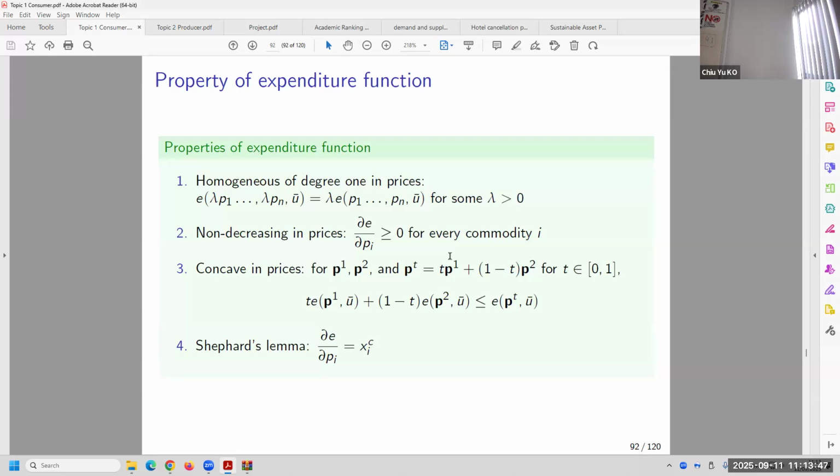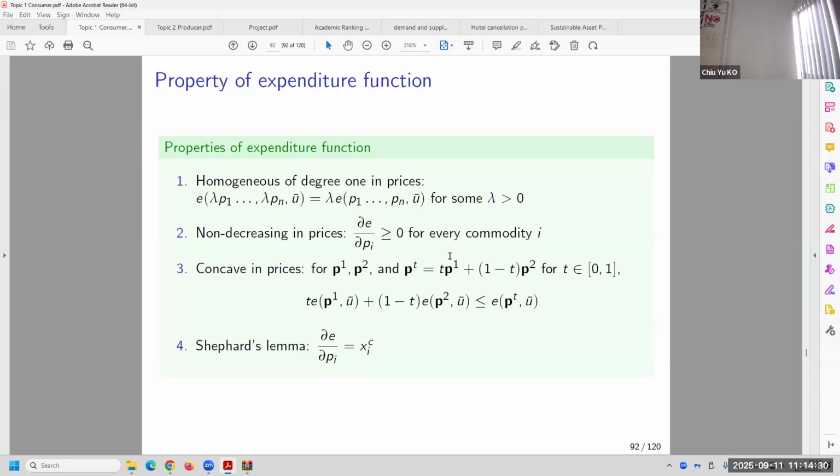If every price is doubled, your expenditure is doubled. Why? Because your demand remains unchanged. That's Hicksian demand being homogeneous of degree 0, right? You don't change your demand when the prices change. So your expenditure will just double because you keep consuming the same thing. Double the price, don't change your consumption pattern, that means the cost of it is doubled, right? The second one is price goes up, expenditure goes up. Okay, that is also trivial.